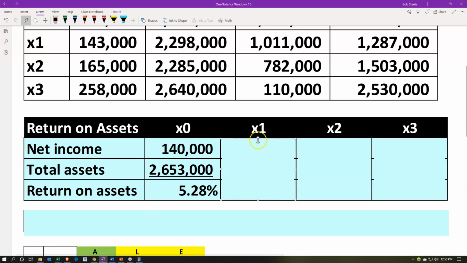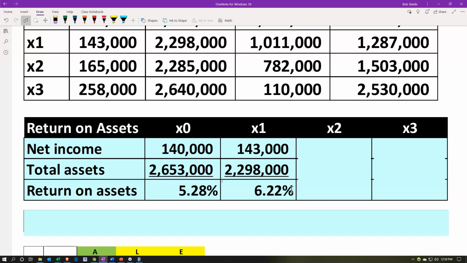Let's see what happens in X1, where we now have the 143,000 compared to the total assets of 2,298,000. So the income went up a little bit and the total assets went down. What does that do to the ratio? The ratio is going up. If I divide the 143,000 by the 2,298,000, and then move the decimal over, making it a percent, we get 6.22. So the ratio went up, and that's good.